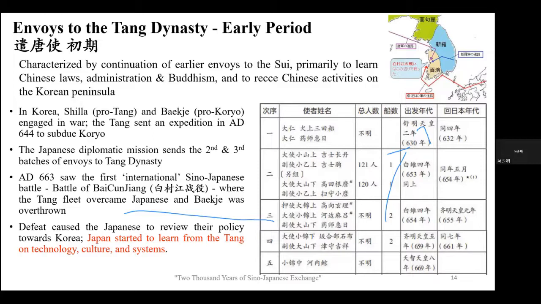And this defeat was very crucial for the Japanese. It caused the Japanese to review their policy towards Korea. And since the Japanese lost to the Chinese, the Tang Empire, it forced Japan to want to learn from the Tang. That means the Japanese thought, hey, if we actually lost to them, then there must be something good about the Tang. Right, so they started to absorb Tang technology, culture, and systems, and this went on.